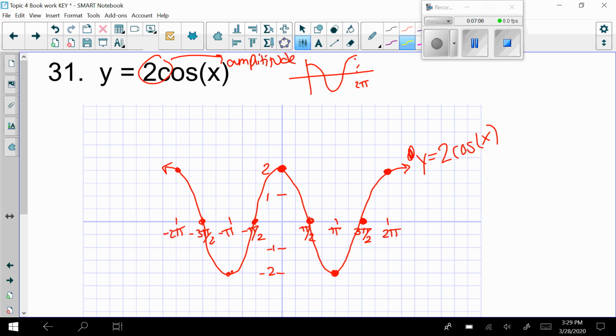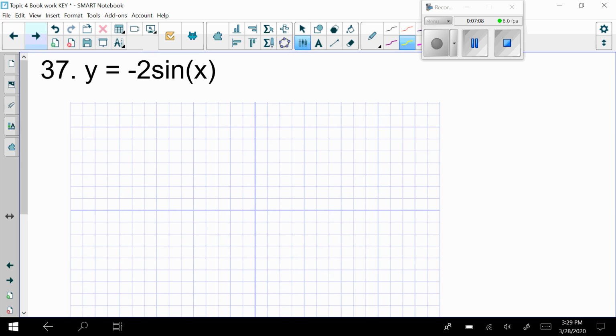Okay, next one, I'm going to think about what this does. The negative sign is my reflection in the x-axis, and this guy is my amplitude. So I'm just going to start over here off to the side. I'm just going to make myself a sketch.